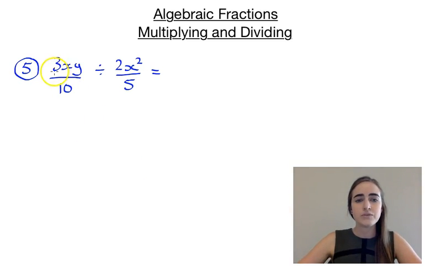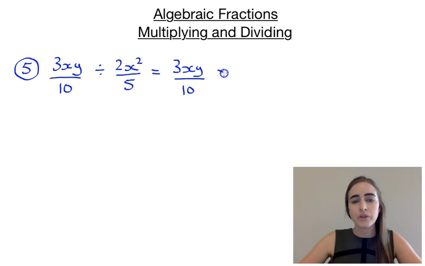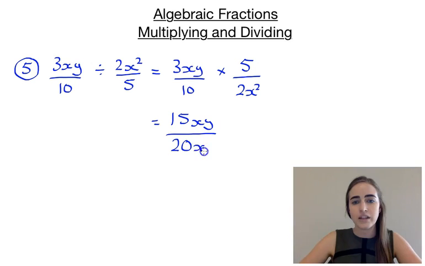This example says we've got 3xy over 10 divided by 2x squared over 5. So we'll do the same thing. This first fraction will stay the same. It's 3xy over 10. Then we're going to multiply by the reciprocal. So we're going to flip this second fraction upside down. So we'll have 5 over 2x squared. Now we can multiply numerators and multiply denominators. So 3xy times 5 would give us 15xy. And 10 times 2x squared would give us 20x squared.